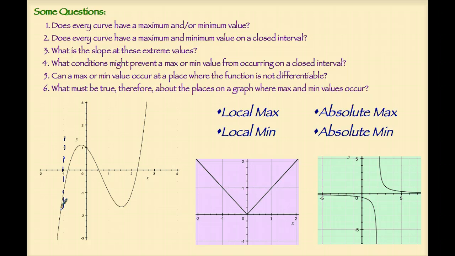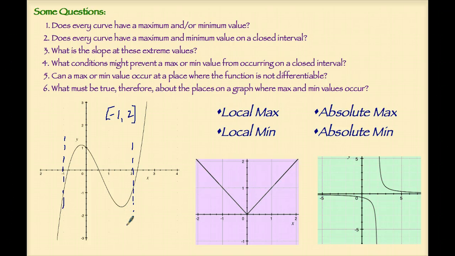What if I decided to look at the region just between -1 and 2? And I said on the closed interval -1 to 2 now, is there a max or min value? Now we can definitely say, yes, there is. This is no longer a local max, it's the absolute max on this interval, and of course this is the absolute min on this interval.